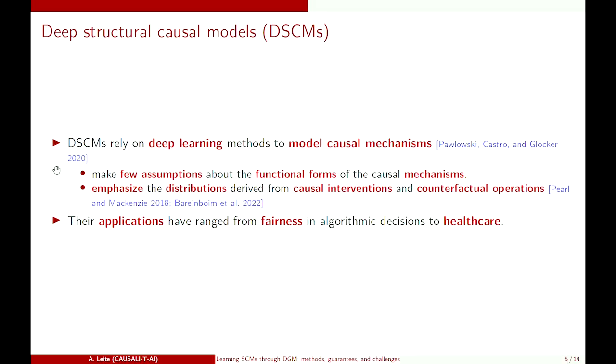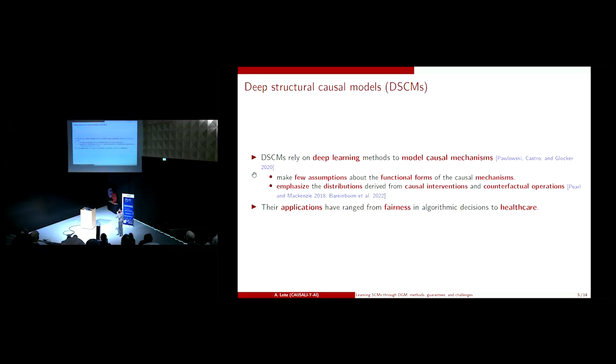Why a deep structural causal model? Because, given the properties of the neural network, there are only a few assumptions related to the functional form of the causal mechanism, and also because I want to emphasize the distribution of the causal intervention when I work in the counterfactual operation.